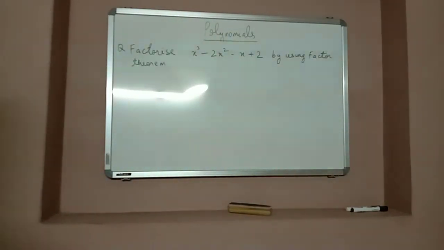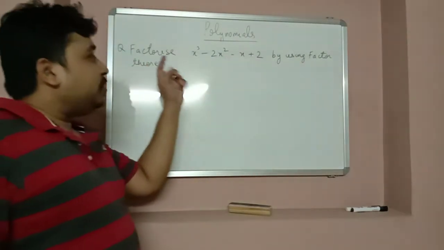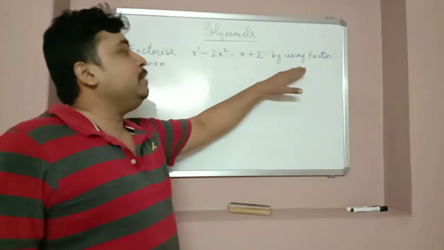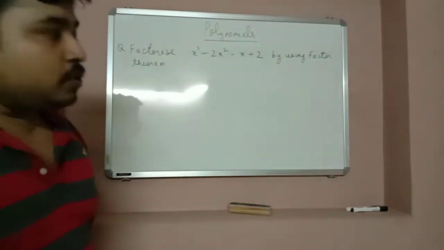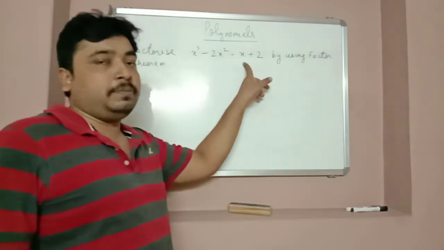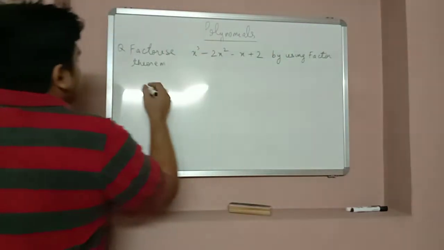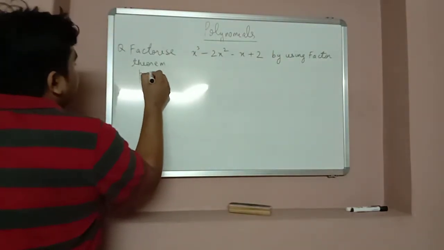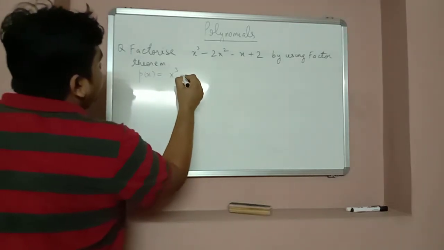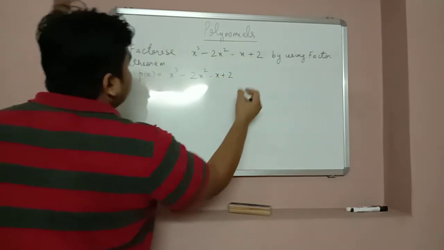Now let us take another question based on factor theorem. The question says factorize x cube minus 2x square minus x plus 2 by using factor theorem. So here we will apply hit and trial method in order to factorize a cubic polynomial using factor theorem. Let us take the expression for this polynomial as p of x. So I will write p of x equals x cube minus 2x square minus x plus 2.